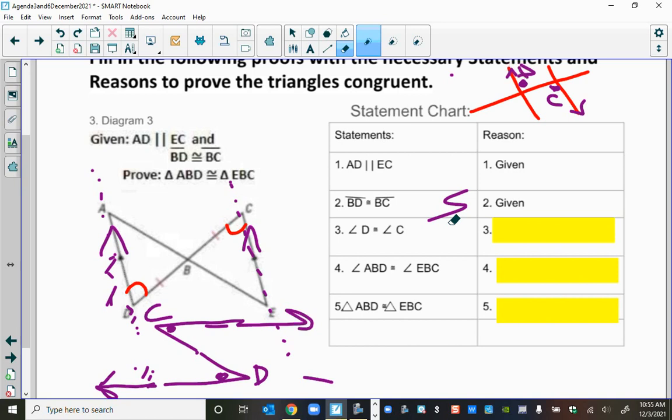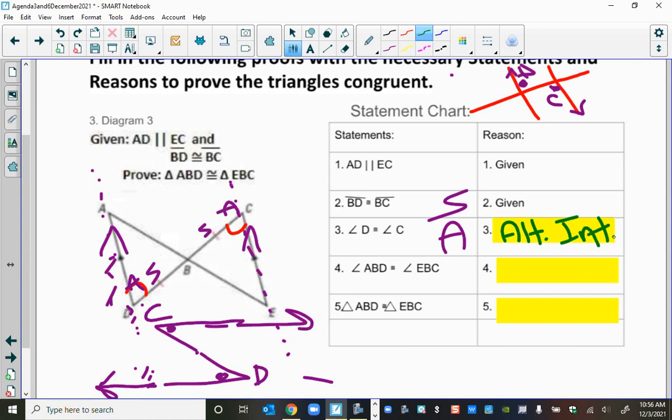What I should have said, no, I couldn't have really said it. All right. So that's an angle, a side. Angle, side. Now, that last one. What do we know about these two angles right here? Okay, we'll say these are alternate interior.